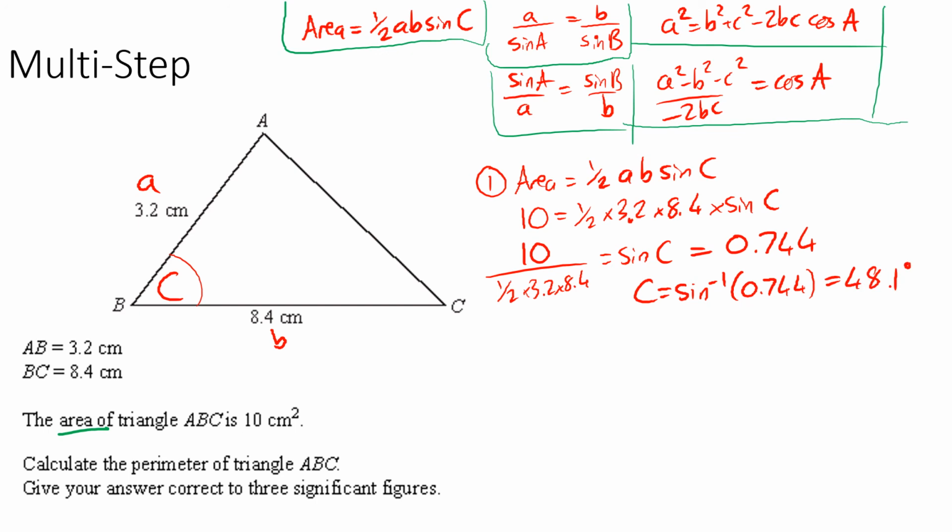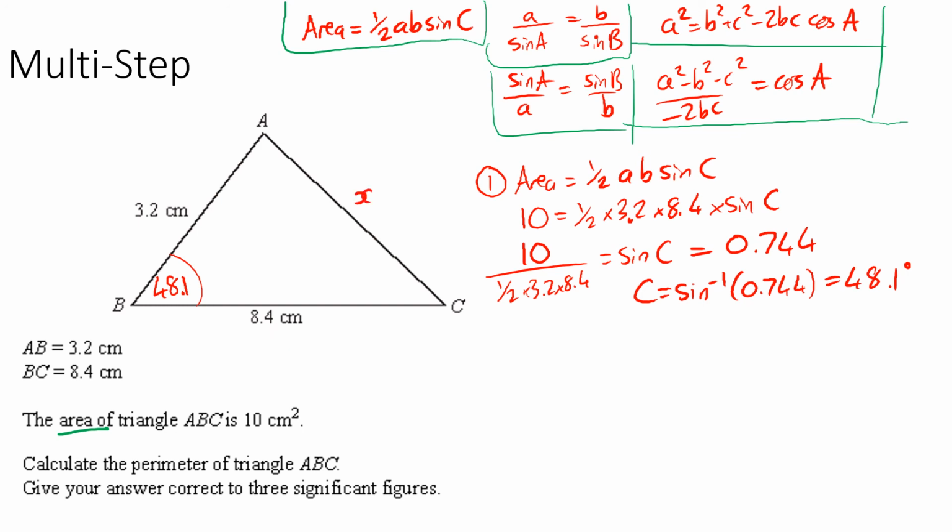Now that is definitely not answering the question. We have not found the perimeter of the triangle. We haven't even found a missing side of the triangle yet, but it's the only thing we can do. We were given the area, we didn't have enough information to use the sine rule or cosine rule, so we had to just rearrange that and see what it gives us, and it gives us an angle, and that's okay. So if we want to find the perimeter of our triangle, we're going to need to know the length of AC. So let's call that fella x.